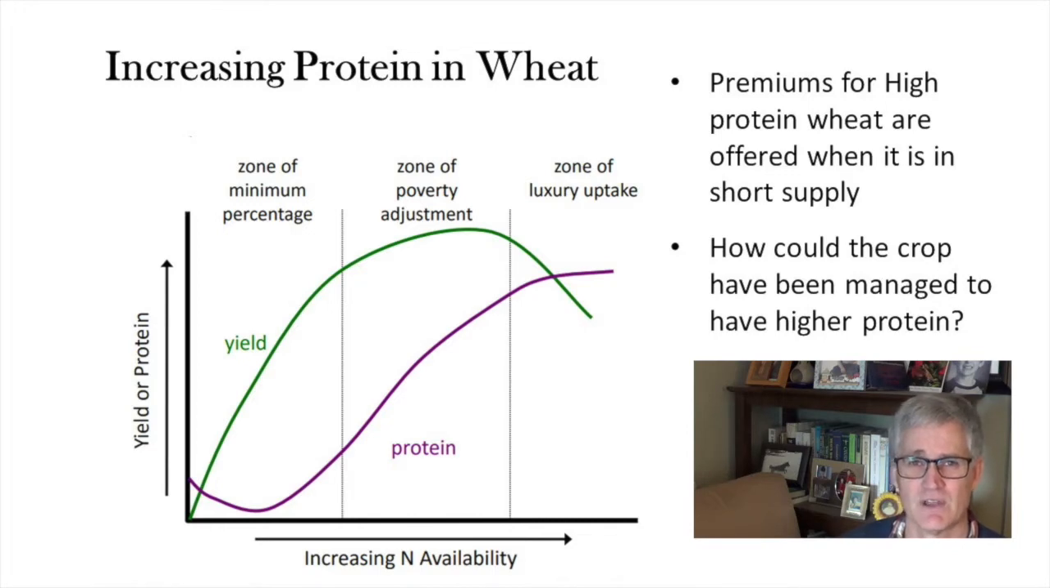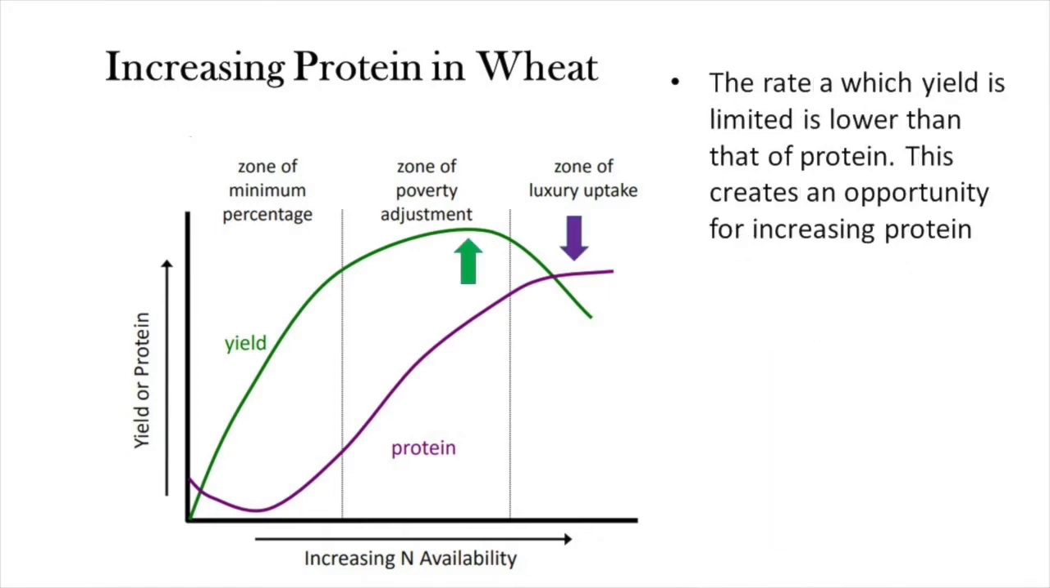And producers, if they're left with low protein grain, may be wondering what they could have done different to increase their protein. You'll note here that the time at which yield levels off and the time at which protein levels off occur at different times. This creates an opportunity for producers to increase protein in their grain.